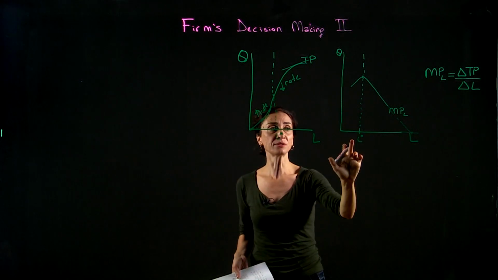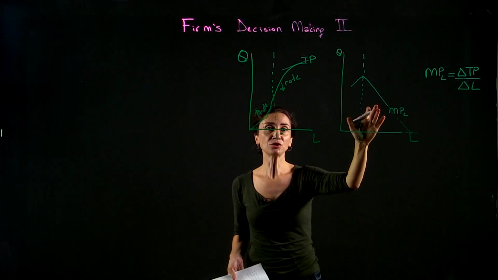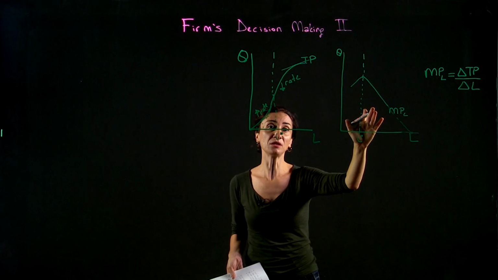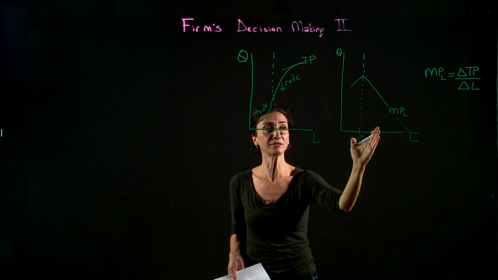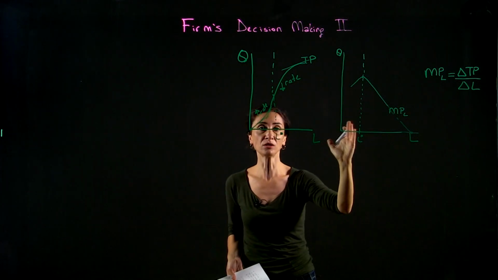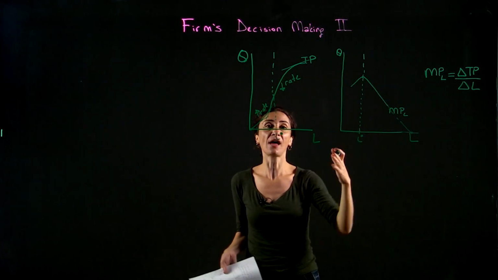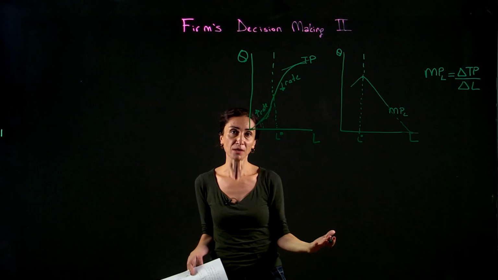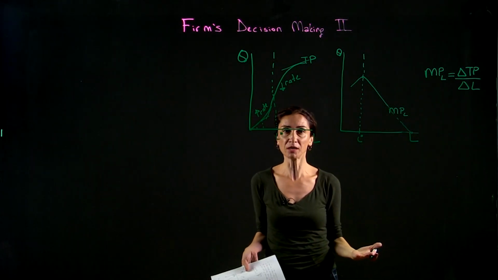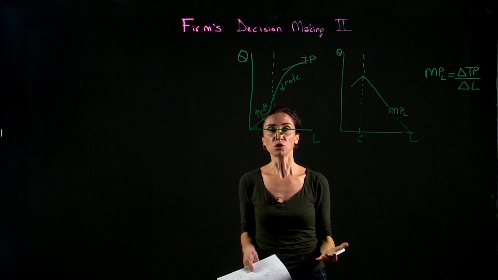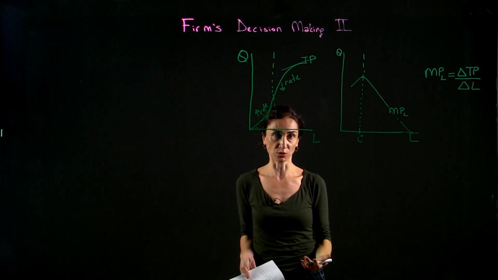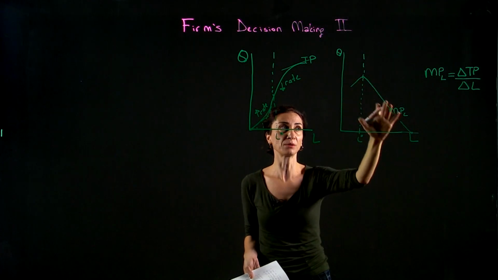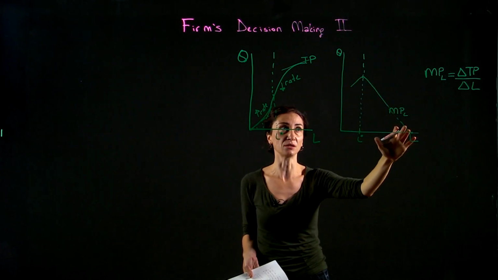So after a certain amount of labor, marginal product has to diminish. This happens always in the short run, whether sooner or later. Because this happens all the time, because this is such a common phenomenon, we call it a law. So this is called the law of diminishing marginal returns. That's why we see this.